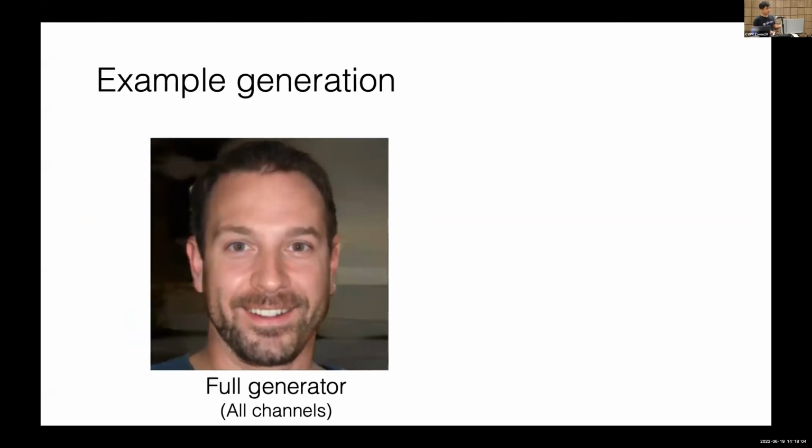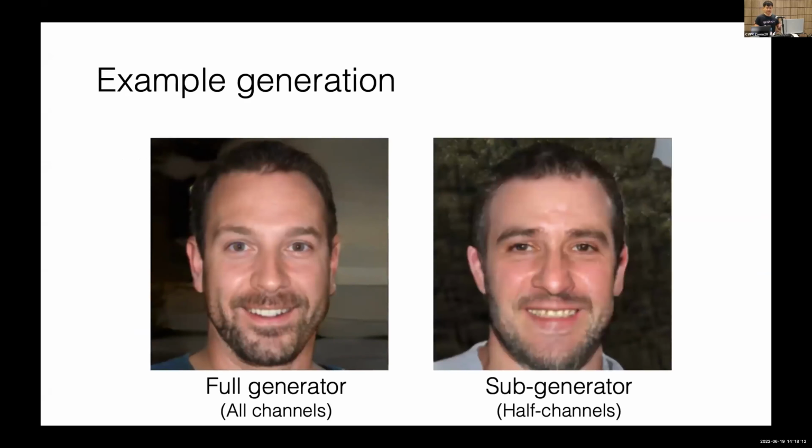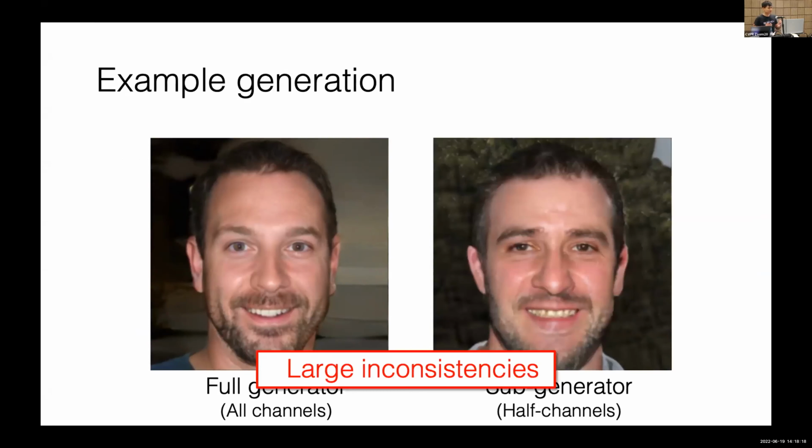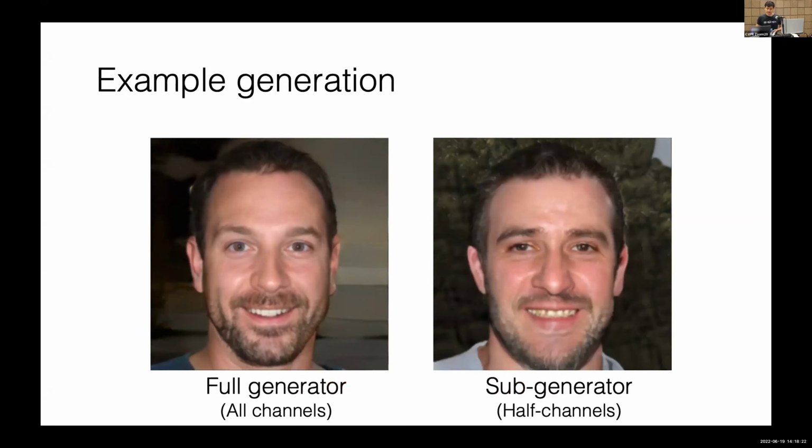Here we have an example generation using the full generator at full capacity. And that gives this result. We can then run the generator at half capacity and we get this result. While it looks okay, there's a bit of a problem. These two images don't look that alike. We actually see some large inconsistencies between them, so we're not happy. What we found is that if we add a similarity loss using your favorite perceptual similarity metric between the left and the right, this really ends up making things more consistent.